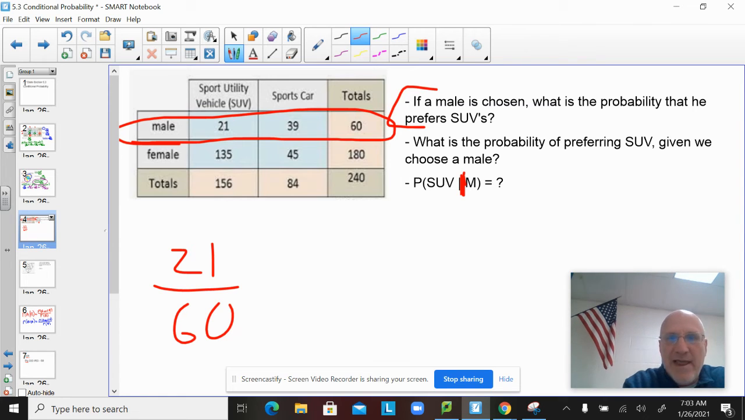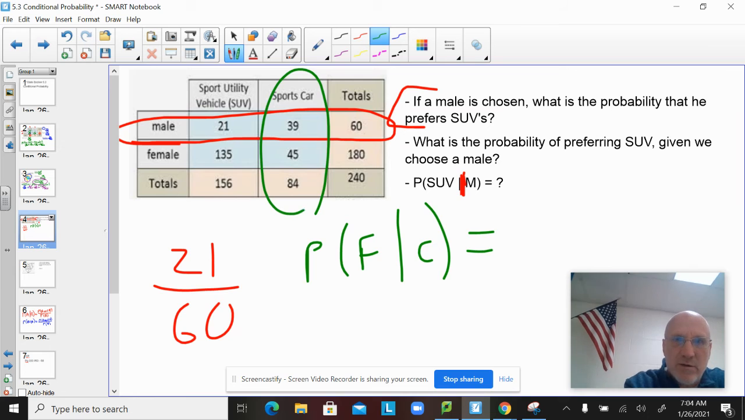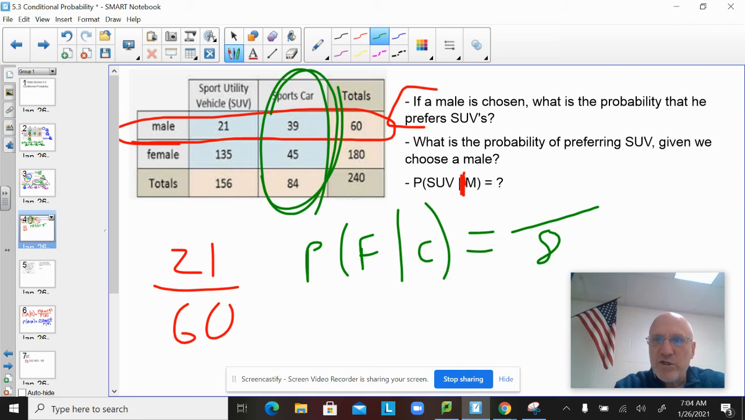And then what if I asked another? What's the probability of female given sports car? Well, that means we know we picked a sports car person, which is only that column. Understand it could either be a row or a column. So out of the 84 sports car people, if we know we picked a sports car, what's the probability we picked a female? That'll be 45 out of the 84.